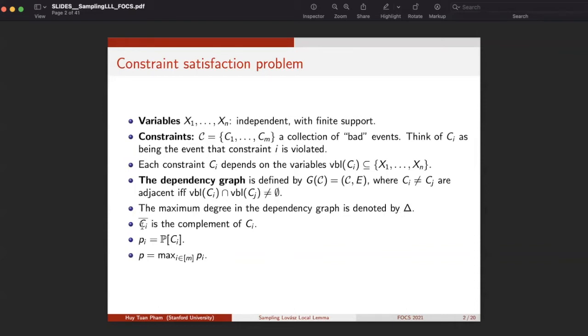And we'll denote by Ci bar the complement of Ci. So this is a good event. In particular, a solution to the constraint satisfaction problem is simply a point that is contained in the intersection of all of these good events Ci bar. We'll call pi the probability of the ith bad event and p the maximum probability of a bad event.